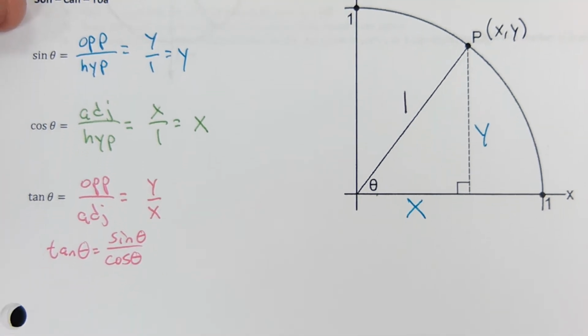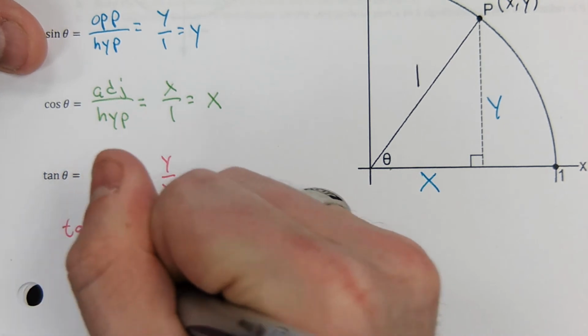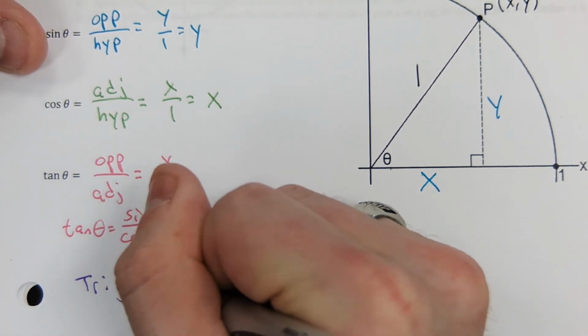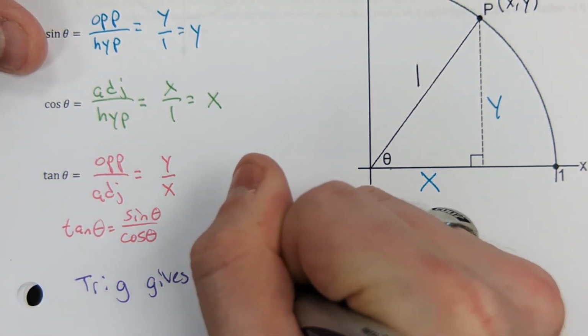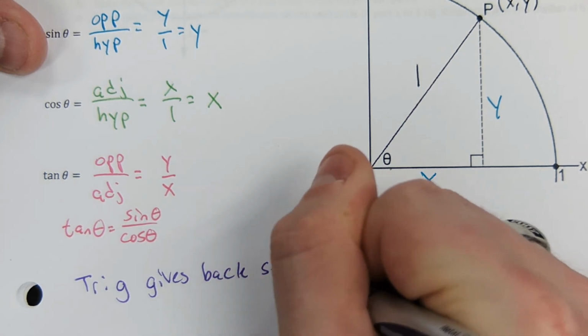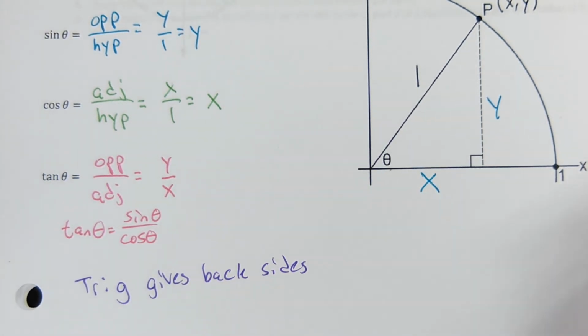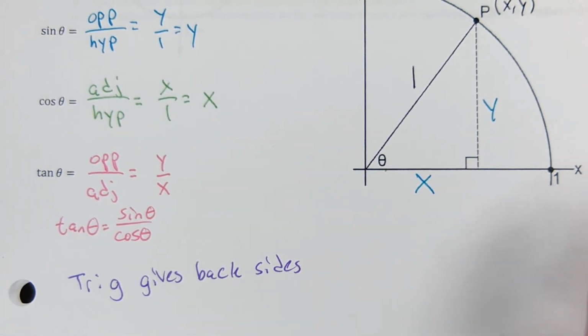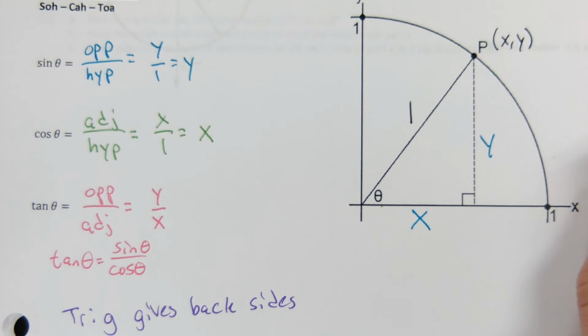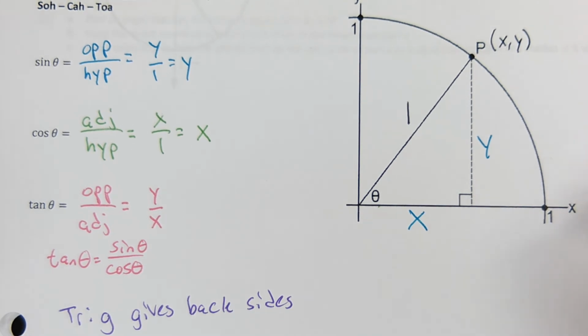So what does that tell us? That tells us that trig gives back sides. Trig takes an angle and gives us back sides. But here's the thing. Anything in math that can be done can be undone. So these functions, sine, cosine, and tangent, have inverses called sine inverse, cosine inverse, and tangent inverse.